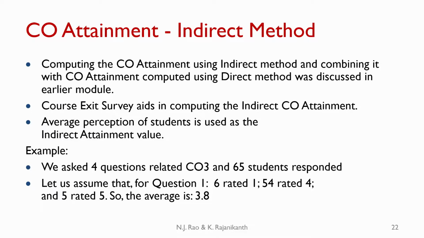Just let us assume that for question 1, 6 people rated it very low, a value of 1, 54 rated it reasonably high, a value of 4, and 5 rated it at 5, the highest value. So, the average is 6 into 1 plus 54 into 4 plus 5 into 5, the total divided by 65. So, the average is 3.8. That is, the average rating of the students with respect to question 1 is 3.8.